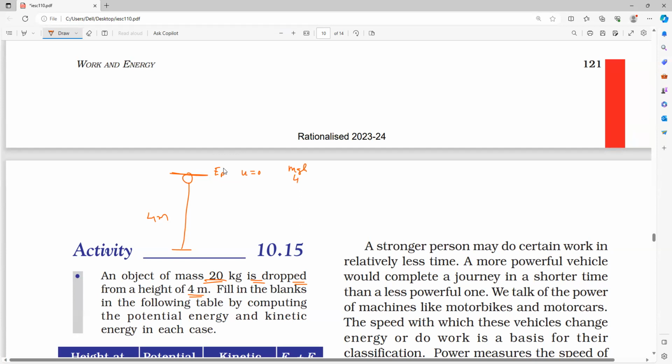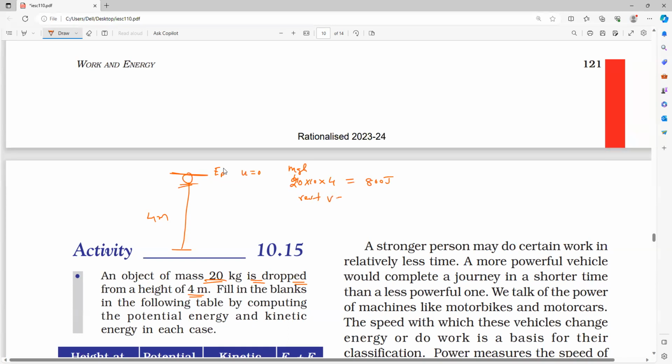So 4 mgh, correct? mgh. Mass is 20, g value is 10, height is equal to 4. What is the answer? Potential energy is mgh, 200 into 4, which is equal to 800 joules.